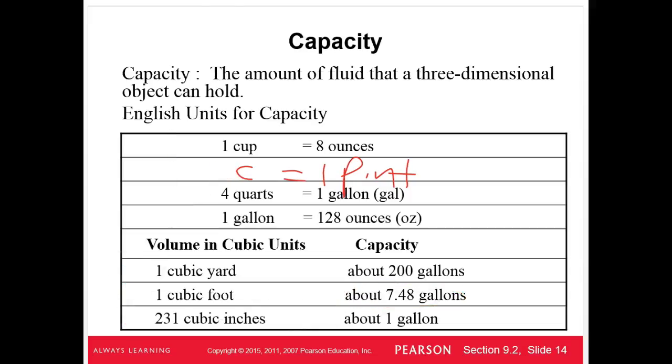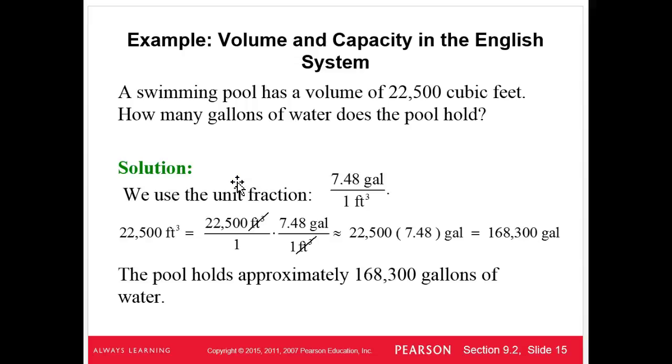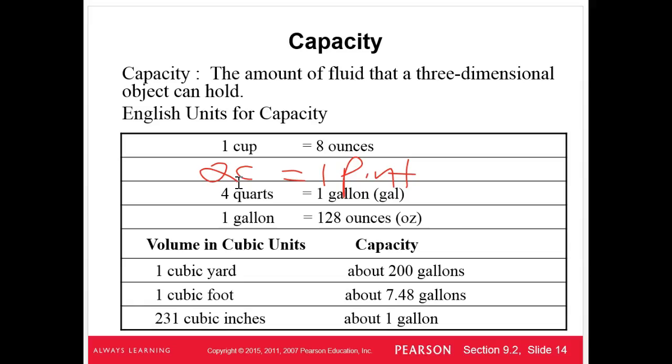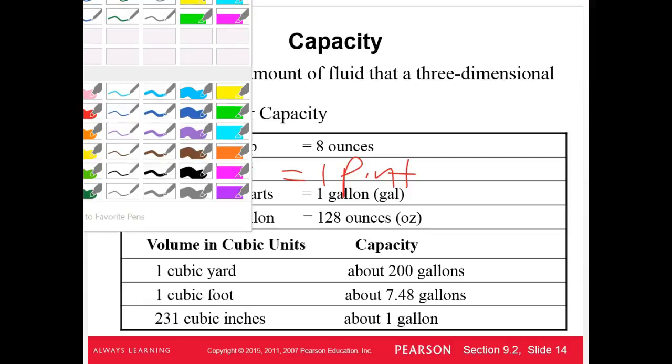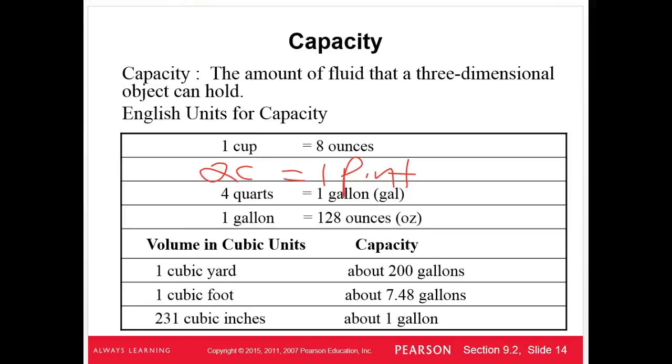It's for the atypical units that we typically don't see very much when we're doing capacity and volume type problems. All right, but let's try one. So a swimming pool has a volume of 22,500 cubic feet. How many gallons? So it's going to be the one down here on the bottom that equates gallons and cubic feet. So we're going to use that one.